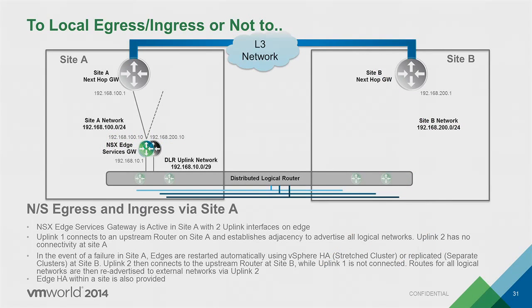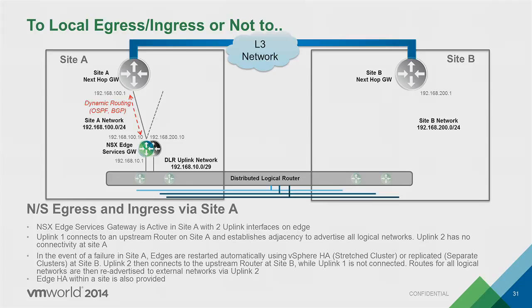So going back to the earlier discussion on, if you wanted to simplify your multi-site deployment, or if you had no requirement for local egress or ingress of north-south traffic, well, NSX can certainly help here as well. In this case, the solution is that we would deploy an edge gateway that actually has 2 uplink interfaces. So uplink 1 is active over in site A, and is enabled for dynamic routing. That uplink will connect to the next hop router in site A and form a routing adjacency and advertise all of our logical networks so that all of our north-south traffic will run through site A.